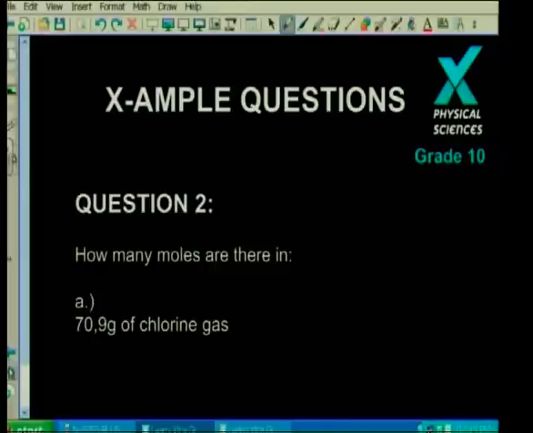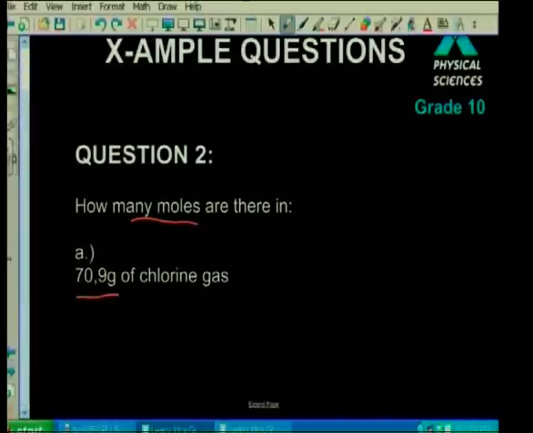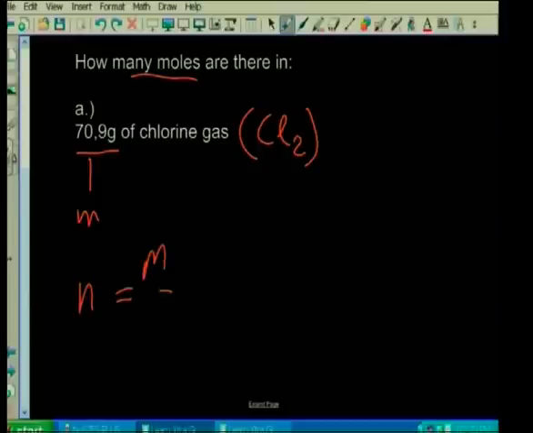Now, instead of asking about the number of things, we're now going to ask about how many moles. And in a way, this is a little easier. We're given the mass, and we're asked to find the moles of chlorine gas. The first thing, as soon as I see chlorine gas, I'm going to write down the formula for it, Cl2. So if I know a mass and I want moles, I'm going to say the number of moles is equal to the mass divided by molar mass. I'm going to use the periodic table.